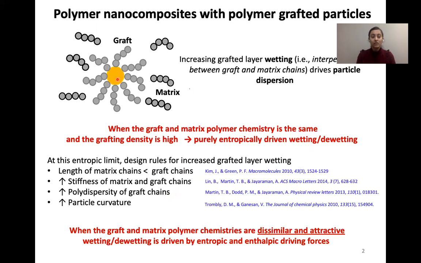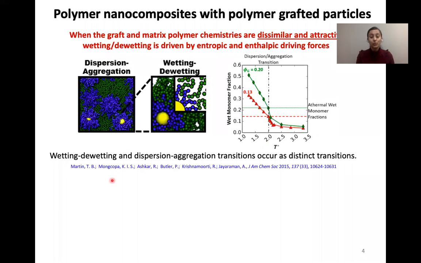On the other hand, when the graft and matrix polymer chemistries are dissimilar and attractive, wetting dewetting is driven by a combination of entropic and enthalpic driving forces. And for these nanocomposites with attractive graft matrix chemistries, a previous study in our group looked at how wetting or interpenetration between graft and matrix polymers is linked to the dispersion and aggregation of grafted particles in polymer matrix. And they found that wetting dewetting and dispersion aggregation occur as distinct transitions. The wetting transition, quantified by the wet monomer fraction, is a continuous transition, while the dispersion aggregation transition is a sharp first-order transition on increasing temperature.